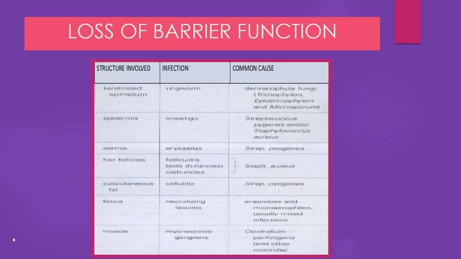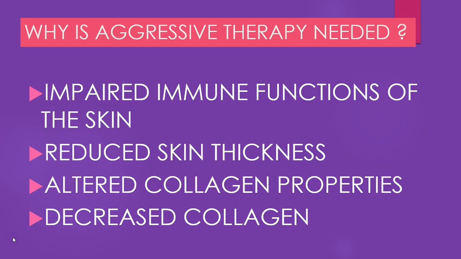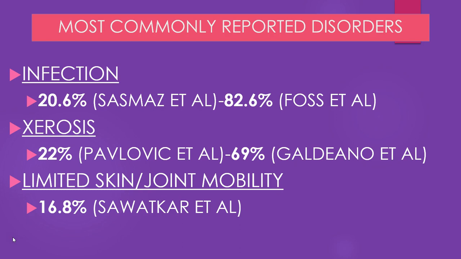The clinical correlations of this loss of barrier function include tinea infections, bacterial infections such as cellulitis and erysipelas, and in worst case scenarios, necrotizing infections that are present. So we need aggressive therapy. We have impaired immune function of the skin with our diabetic patients getting these fungal infections and bacterial infections. We have reduced thickness of the skin. We have decreased ability of the skin to resist pressure, and we have decreased collagen production, and abnormalities in collagen which is present.